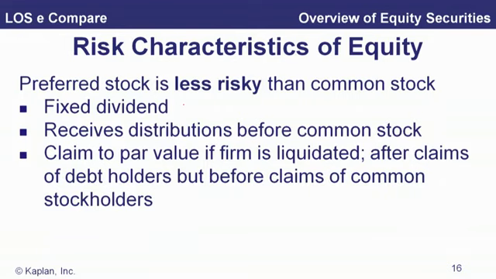Okay, the risk characteristics of equity. Preferred stock is generally viewed as less risky than common stock, which is another way of saying that common stock is the most risky of the securities on the balance sheet. It's lower down the payoff hierarchy in bankruptcy. If you have the preferred stock, you get a fixed dividend. Preferred stock receives distributions before common stock, and different things would happen in liquidation.